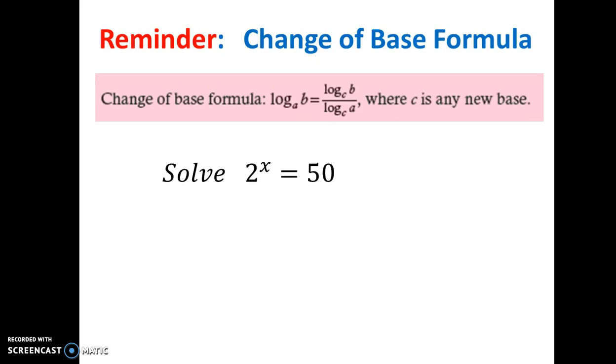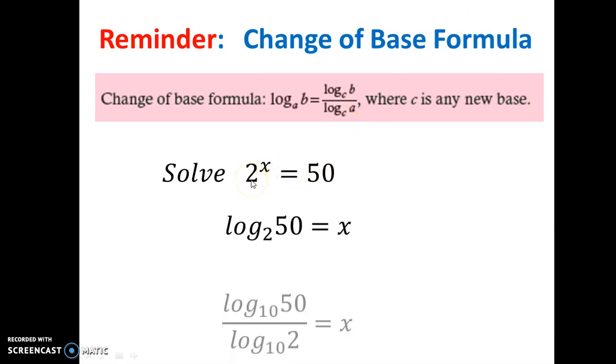If we're trying to solve for the value of x there, we can change it to log form, so it's going to be log base 2 of 50 equals the exponent, which is x. This is a base 2. On our calculator, it's easier to work with log base 10, or in general, log base 10 is more commonly applied. So we should know how to change this to a more common form of log, which is log base 10. So let's use change of base.